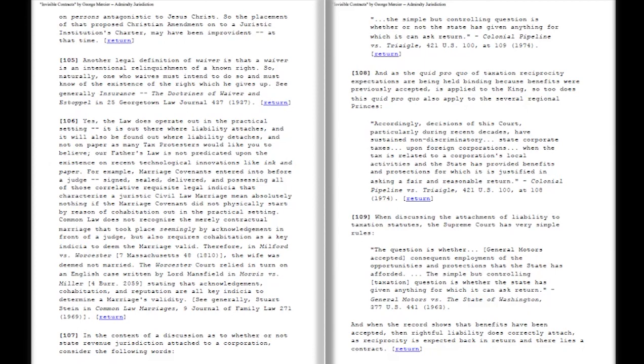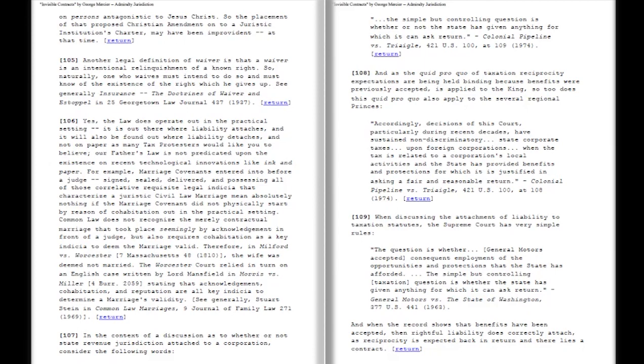109. When discussing the attachment of liability to taxation statutes, the Supreme Court has very simple rules. The question is whether General Motors accepted consequent employment of the opportunities and protections that the state has afforded. The simple but controlling taxation question is whether the state has given anything for which it can ask return. General Motors vs.